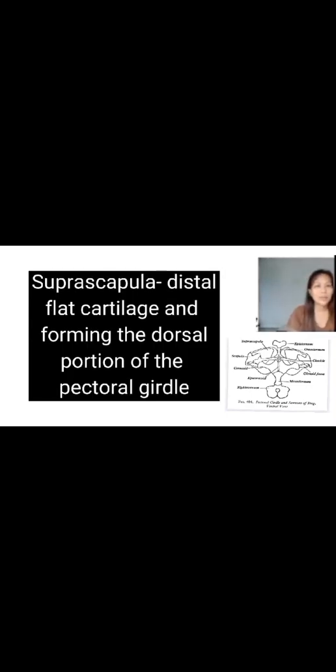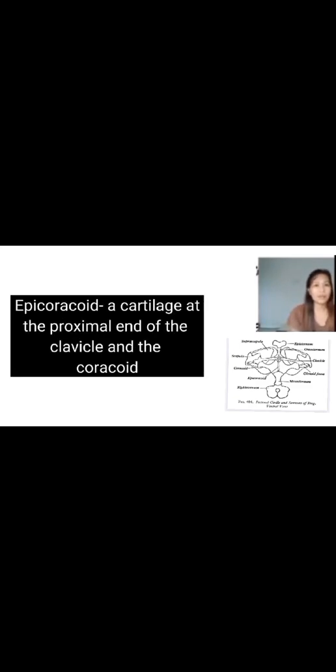Bones of the pectoral girdle. Suprascapula is a distal flat cartilage forming the dorsal portion. Scapula is a smaller bone articulating with the suprascapula. Clavicle is the anterior medial slender bone of the scapula. Coracoid is the posterior median bone of the scapula. Epicoracoid is the cartilage at the proximal end of the clavicle.